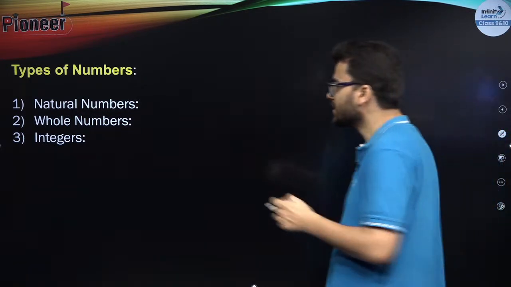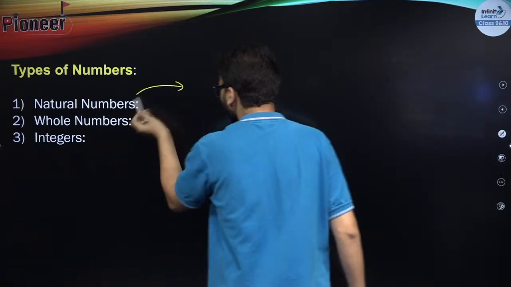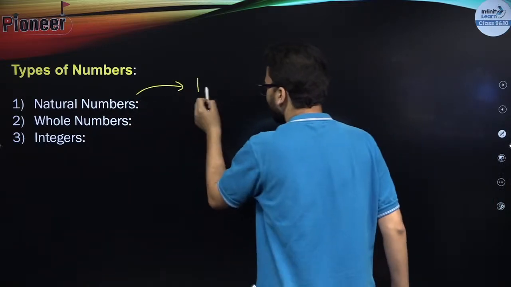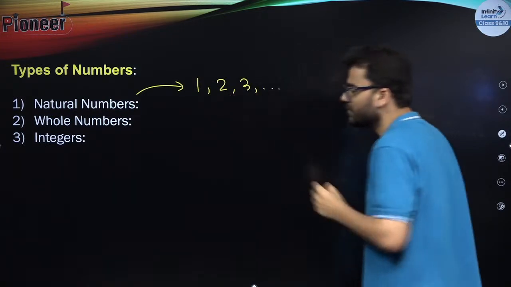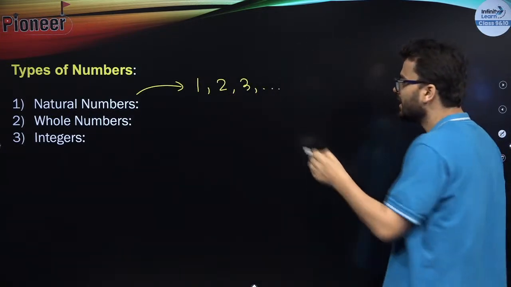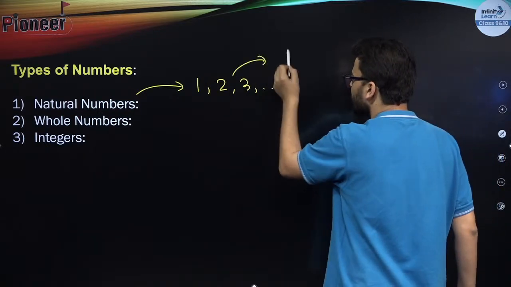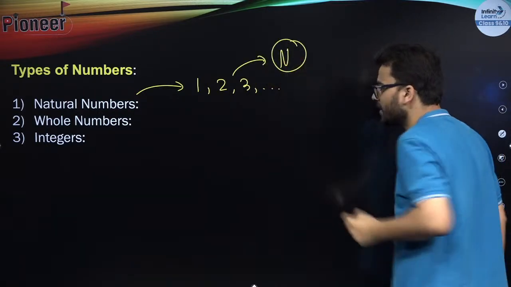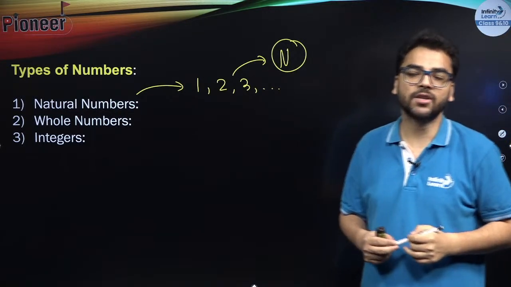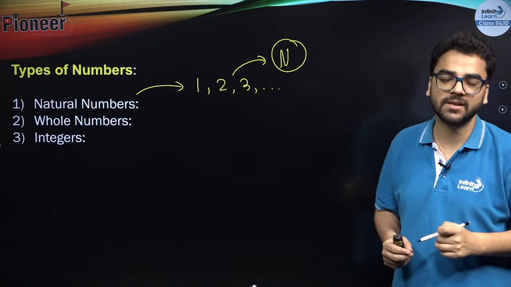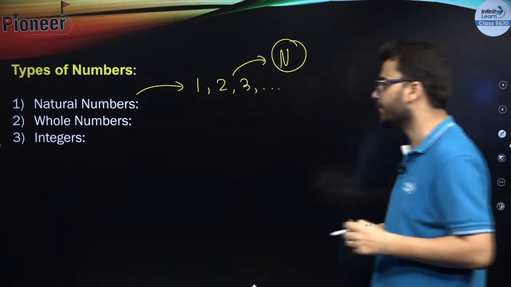So natural numbers are counting numbers, right? Counting numbers are called natural numbers, that is 1, 2, 3, 4 and so on. The collection, this set of all natural numbers, is represented by capital N.